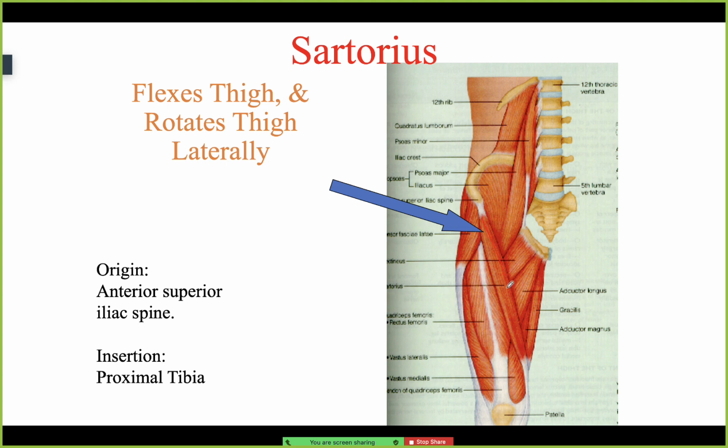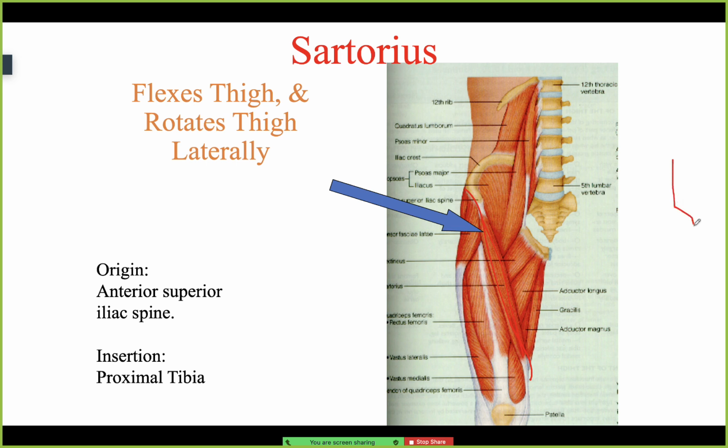Most superficial, this long one diagonal is called the sartorius. Think of it as like the sword. So the sartorius, the sword. It's a really long muscle, pretty thin, and it goes across from the lateral femoral side to the medial femoral side. The job of this muscle is to flex your thigh and rotate it laterally.